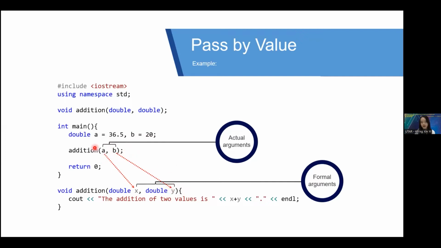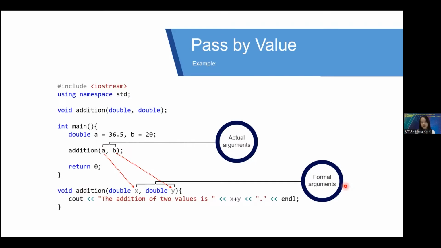The first one, if this A, B here, these are the 2 arguments that we want to pass down to the function. These are the 2 pieces of information I want to pass down to my function. So these 2 arguments, we will call the actual arguments. Their meaning is that these are the arguments that I'm going to pass down to the function, all right? Then inside this addition function here, X and Y are going to be the arguments that will receive the values, right? X is going to receive 36.5, Y is going to receive 20 here. So these arguments inside the function are called formal arguments.